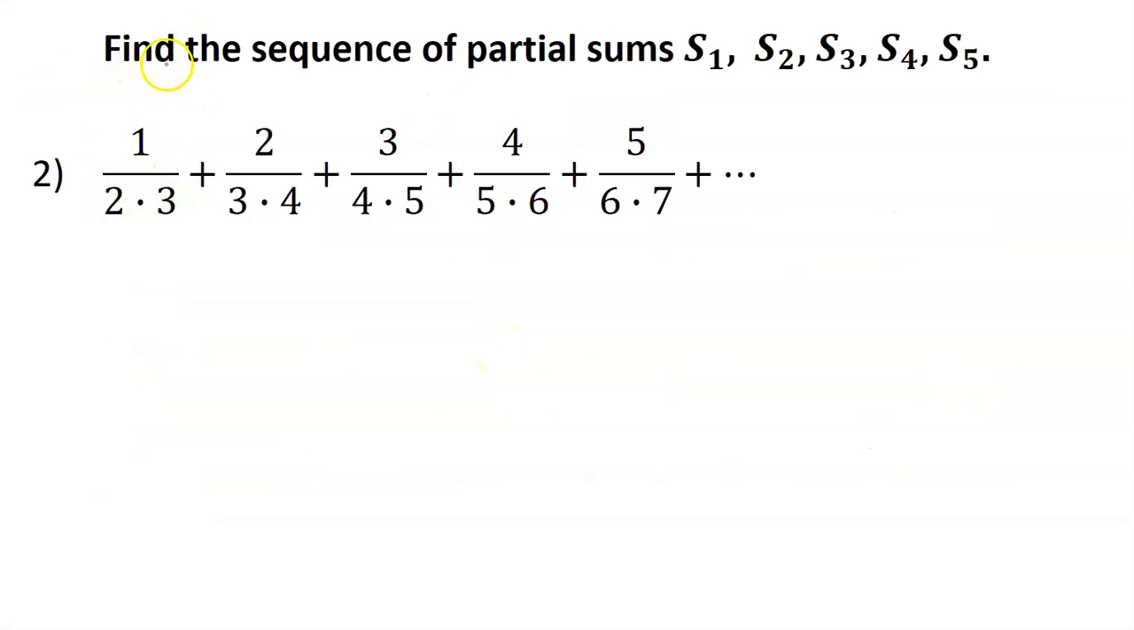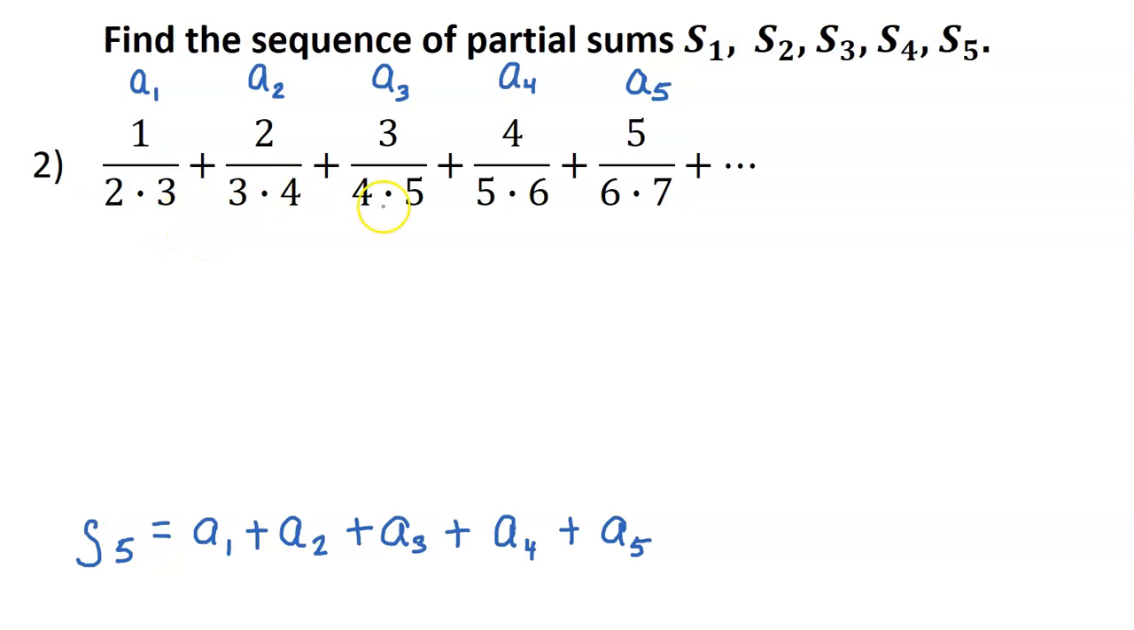Problem number 2. Find the sequence of partial sums S1, S2, S3, S4, and S5. We traditionally label individual terms with the letter A, so this is A1, A2, A3, A4, and A5. This is an infinite series. You can tell because of the ... at the end. S5 is what we call a partial sum.